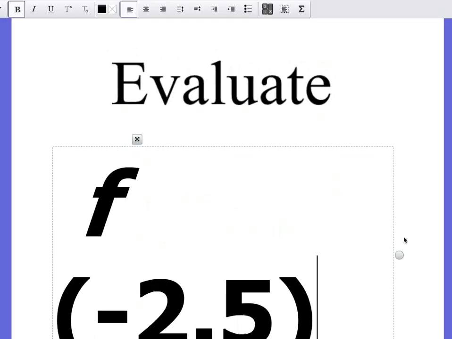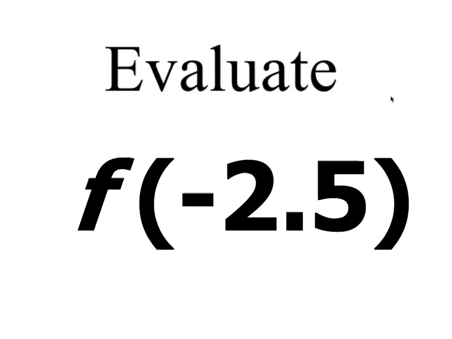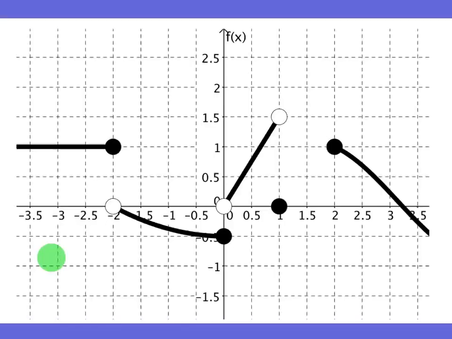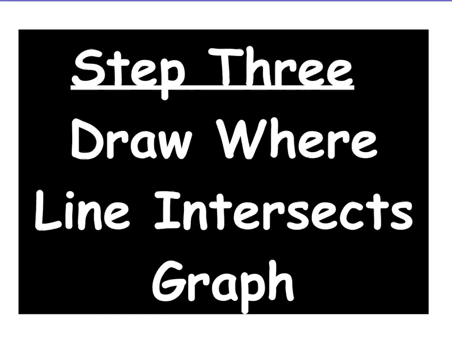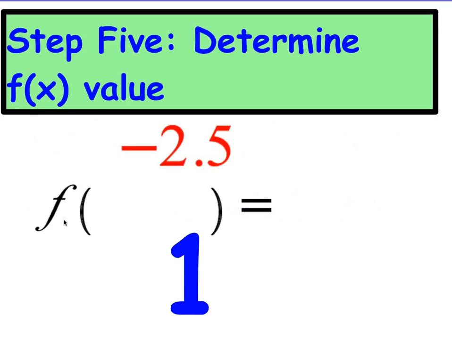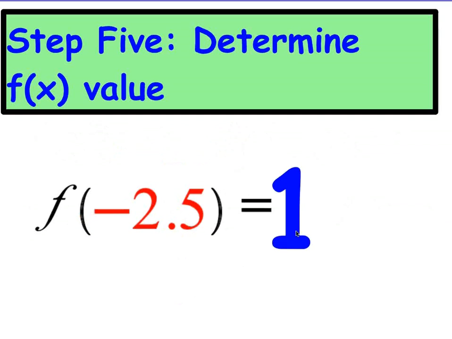Evaluate f of negative 2.5. We're going to go to x equals negative 2.5 and locate it. So here it is, right here. We're just going to do this one together real quick. We draw a vertical line there like we did before. Then it crosses right here. We figure out what that corresponding y value is, which is 1. So across here, we draw a line back to 1. And therefore, f of negative 2.5 equals 1. Let's look at some more advanced examples.